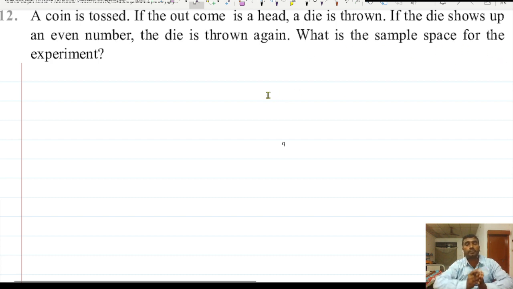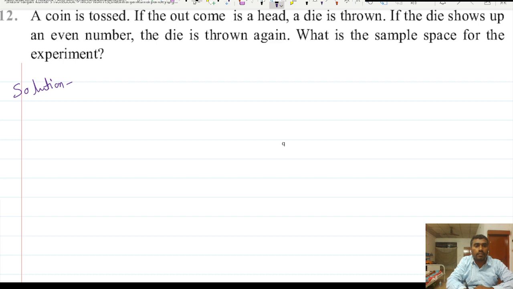In such types of questions, and I think almost all such questions, there is a rule you can always apply. That rule is the tree diagram. So let us discuss that one. Here we are writing the solution for question number 12.